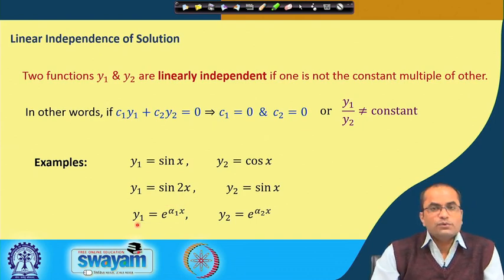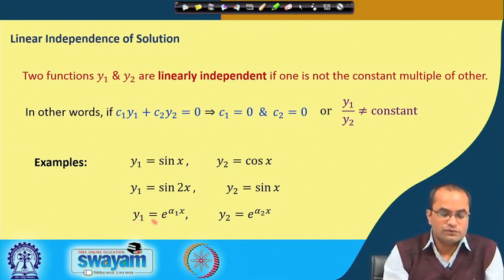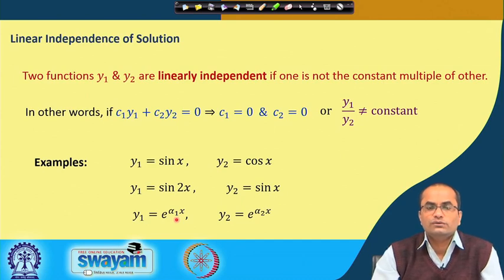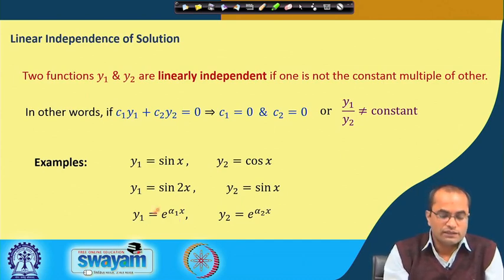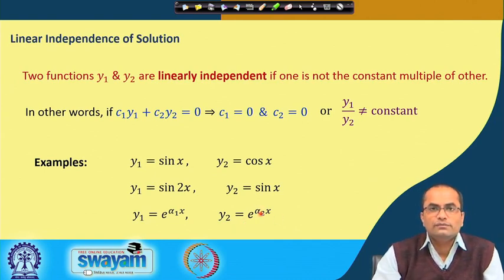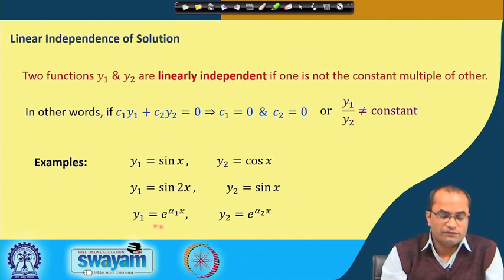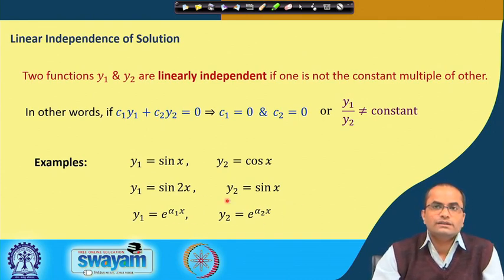Also, consider the functions exponential alpha 1 x and exponential alpha 2 x. Here also we take such a ratio, where alpha 1 and alpha 2 are two different real numbers. Then these functions are linearly independent. So when alpha 1 is not equal to alpha 2, e power alpha 1 x and e power alpha 2 x are linearly independent.